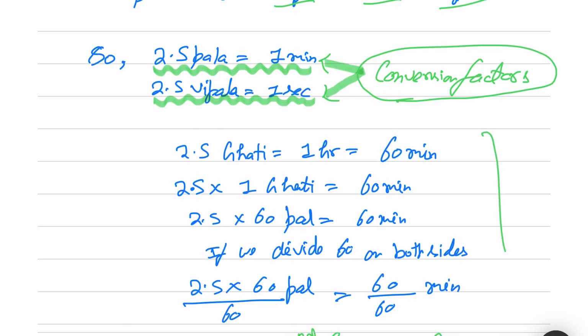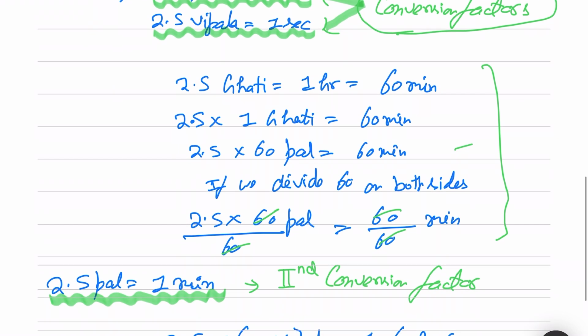Now here I have shown how we reach this conversion factor. 2.5 Ghati equal to 1 hour equal to 60 minutes. 2.5 into 1 Ghati equal to 60 minutes. 2.5 into 60 Pala equal to 60 minutes. If we divide both sides by 60, it cancels out. 2.5 Pala equal to 1 minute. This is our second conversion factor.